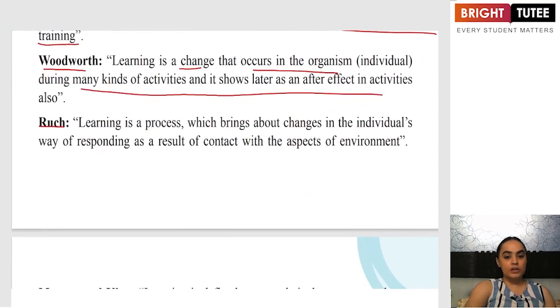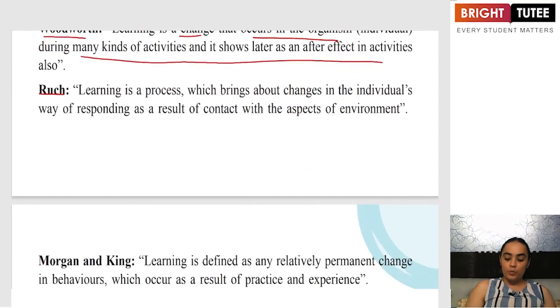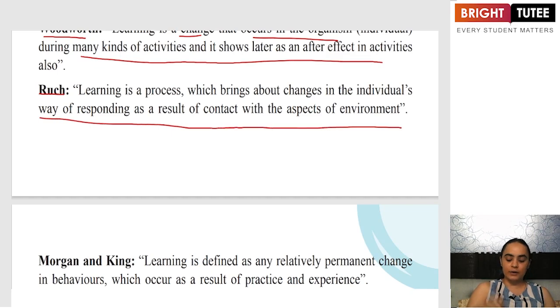Another psychologist defined learning as a process which brings about changes in the individual's way of responding as a result of contact with the aspects of environment. So when exposed to some changes in the environment around one, how did a person respond to it? These responses also keep on changing. I may be very aggressive at first, very straightforward. But then I learn to keep myself calm and composed, and therefore my responses are going to be like that. So learning again is all the changes that will take place in your way of responding to the external.